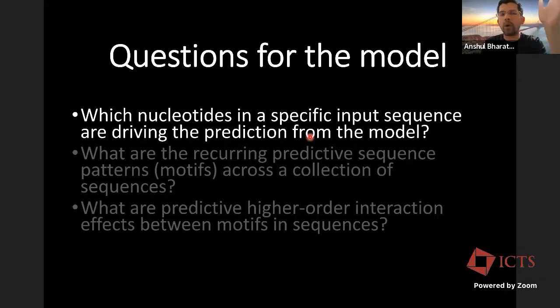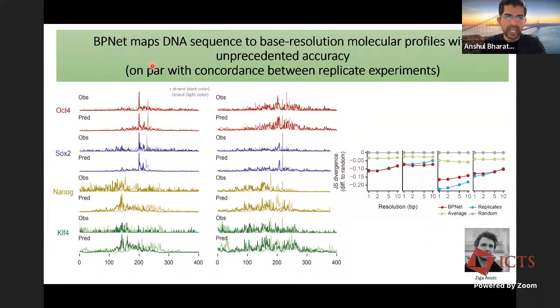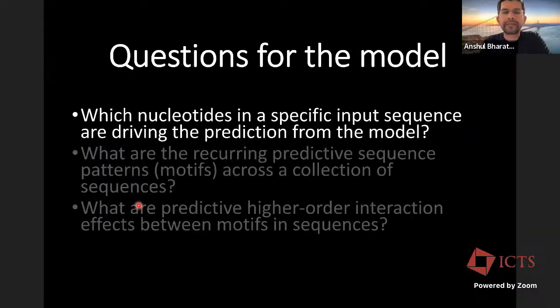So we want to ask the model many questions. It's somehow able to map these sequences to profiles very accurately. How is it able to do that? We want to ask questions like which nucleotides in a specific input sequence, for example, for this enhancer where OCT4, SOX2, NANOG and KLF4 bind, what nucleotides are driving these effects?